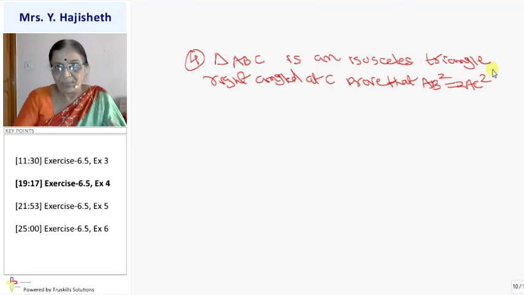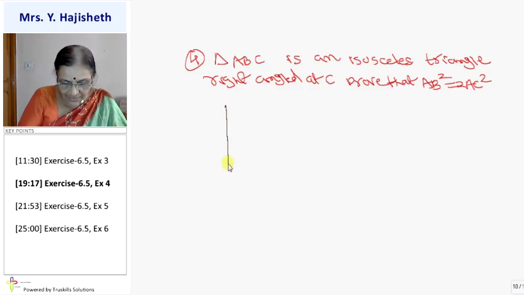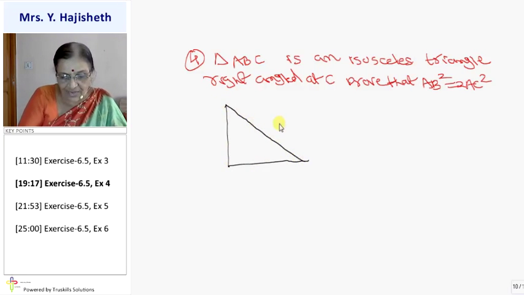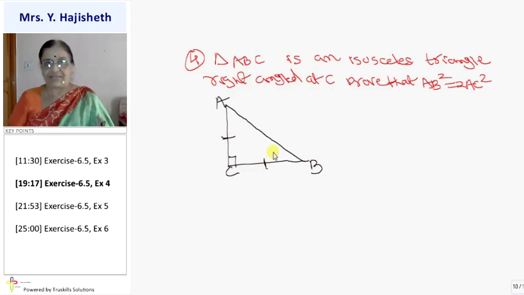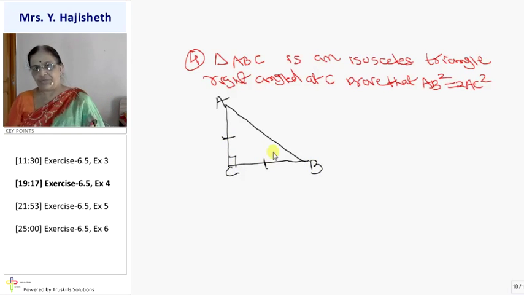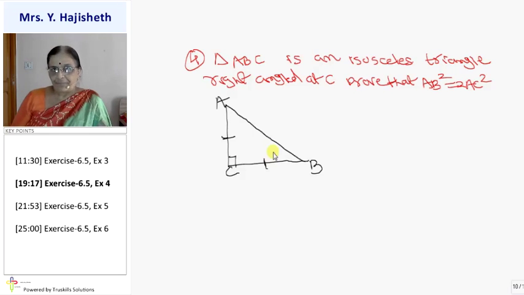Now see, you are given a right angle triangle, right angle at C. It is not only a right angle triangle, it is an isosceles triangle also. So first I write ACB, right angle at C. Then AC, isosceles means AC is equal to BC, because AC and BC cannot be equal to AB. AB is the hypotenuse, the greatest side. I want to prove that AB square is 2AC square.